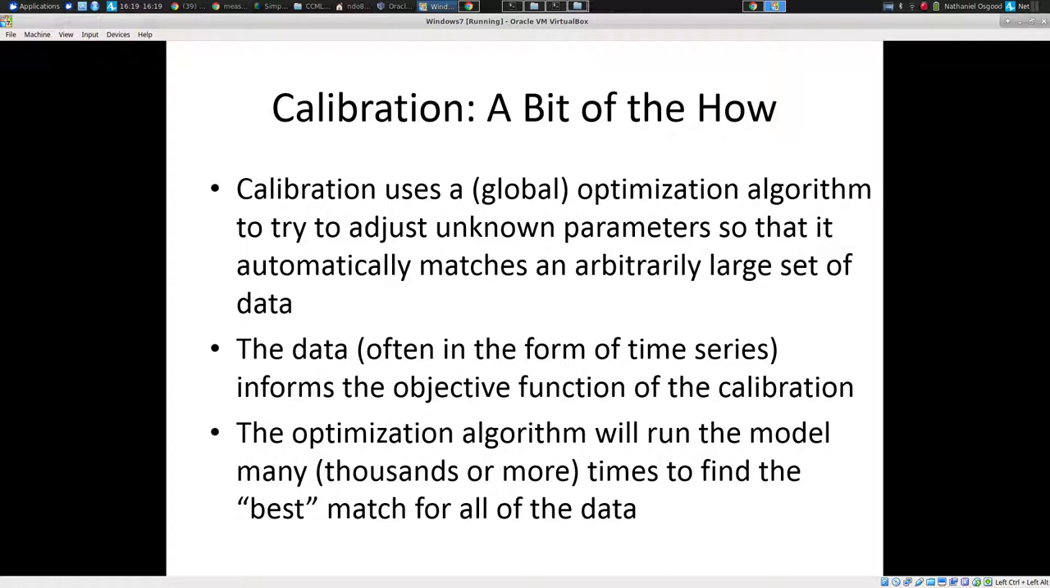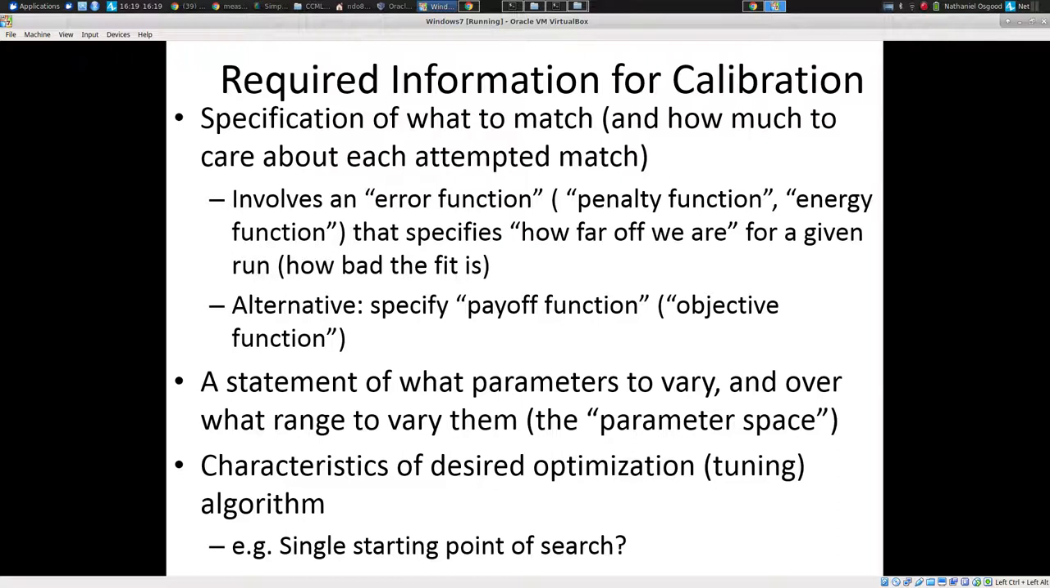And the data, which is sometimes in the form of time series, basically is the thing we're trying to match. We're trying to get the model to match it as close as possible. Sometimes it's over time, sometimes it's not, and we want the model to try to match it. And this optimization algorithm will run the model many times, thousands or more often, sometimes hundreds, but I recommend thousands, to try to adjust those parameters that are less well known so that the model output matches this observed data. In other words, so that our theory as captured by the model is as consistent as possible with the observed data, okay?